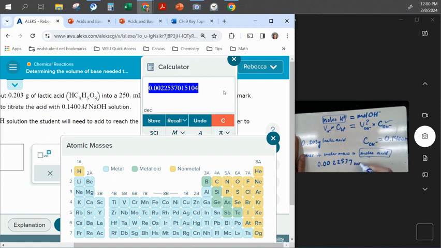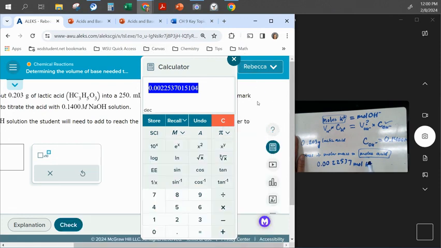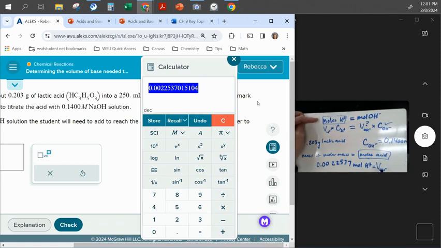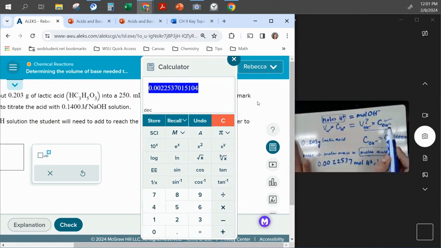0.0022537, and this is moles of H plus, because for every one of these acids, I'll get 1 H plus. Okay, now this is going to be equal to the volume of hydroxide, because we're saying this is the moles of acid that we have. We want it to be equal to the moles of base that we have. So these two are equal to each other. So the moles of H plus is equal to the moles of base.